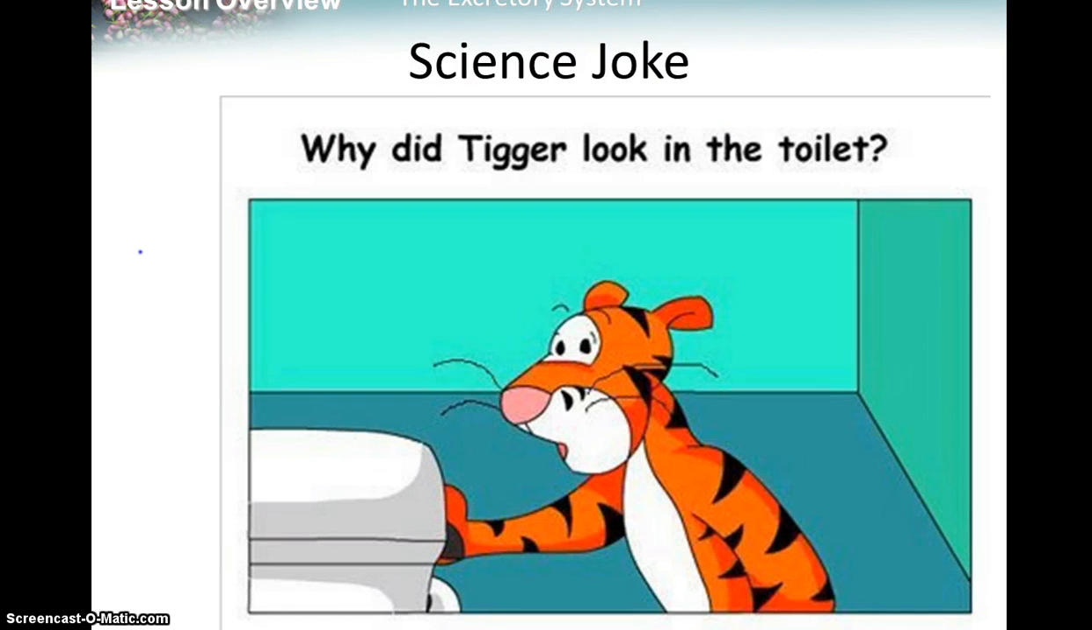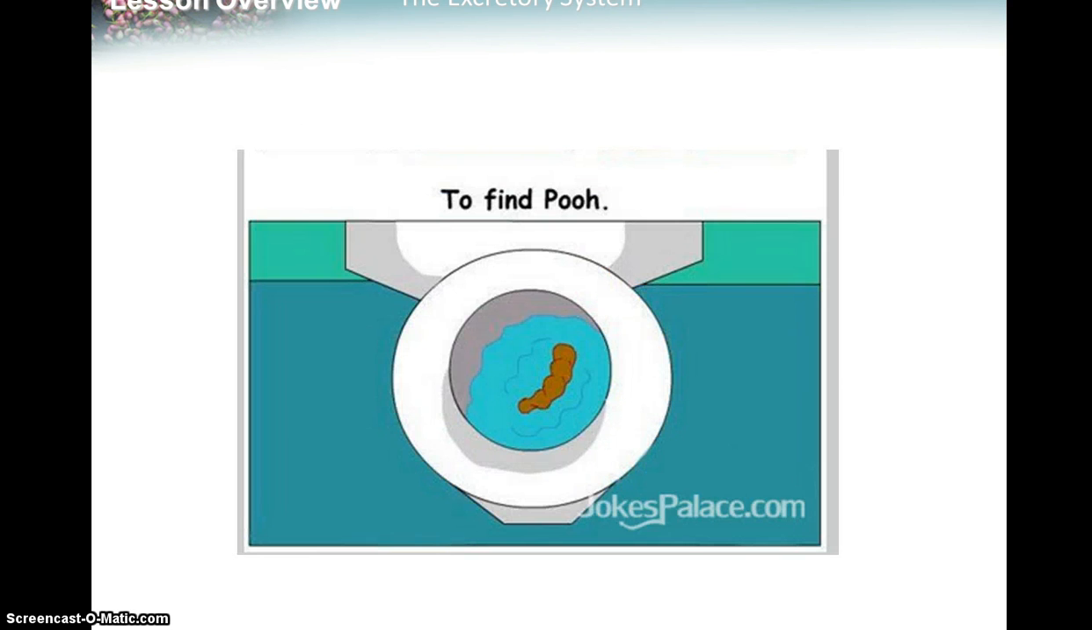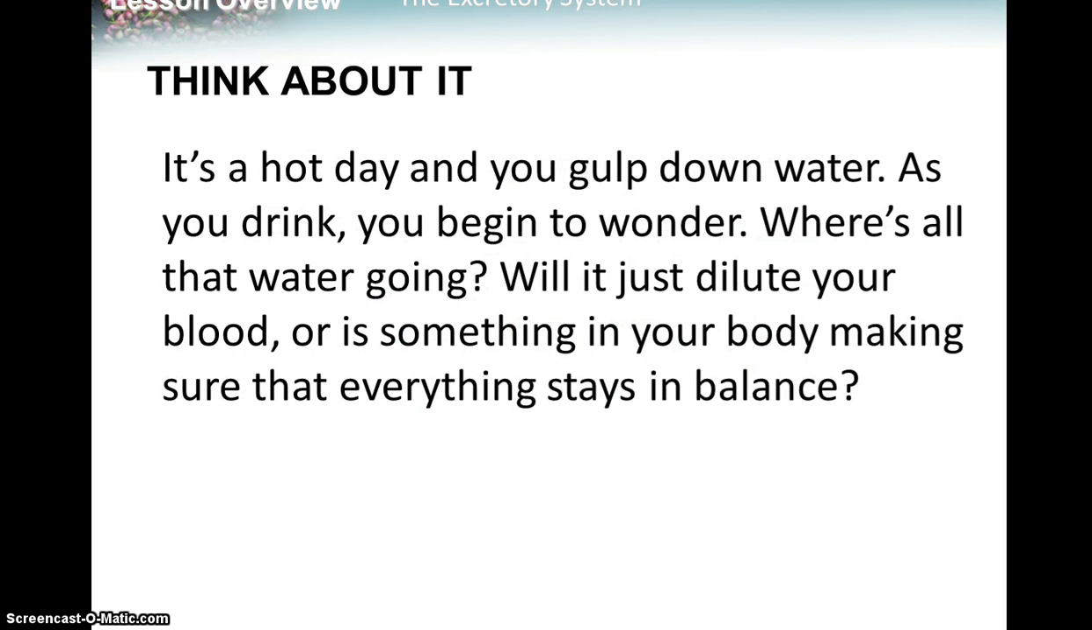First, it's the science joke. And this one is really good because it ties into our unit. Why did Tigger look in the toilet? To find poo. Okay, you got to admit that's the best one so far.